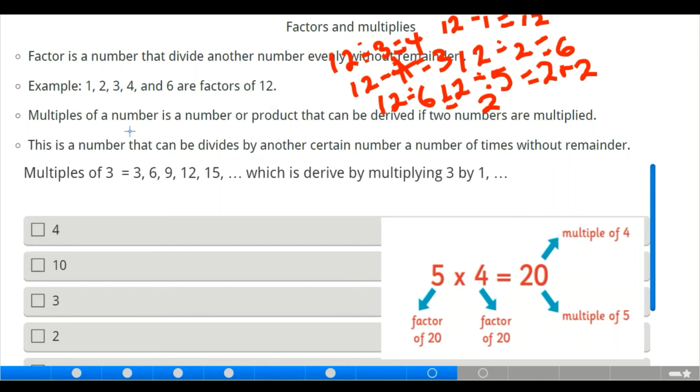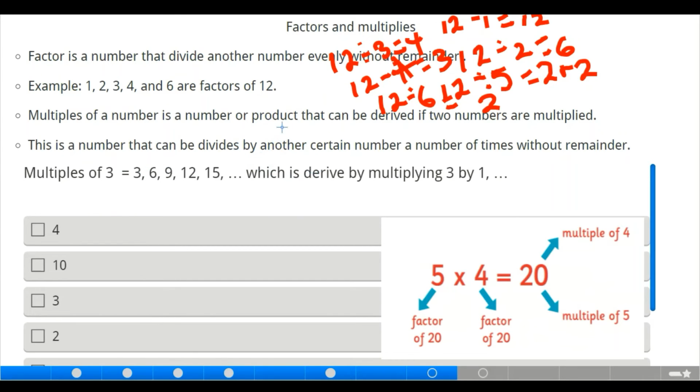Now, when you are talking about multiples of a number, if two numbers are multiplied together, the product that is given to us is what we call a multiple. Now, if you are looking for multiples of 3, then that implies that you are going to be looking at what you can multiply with 3 to give us an exact number.